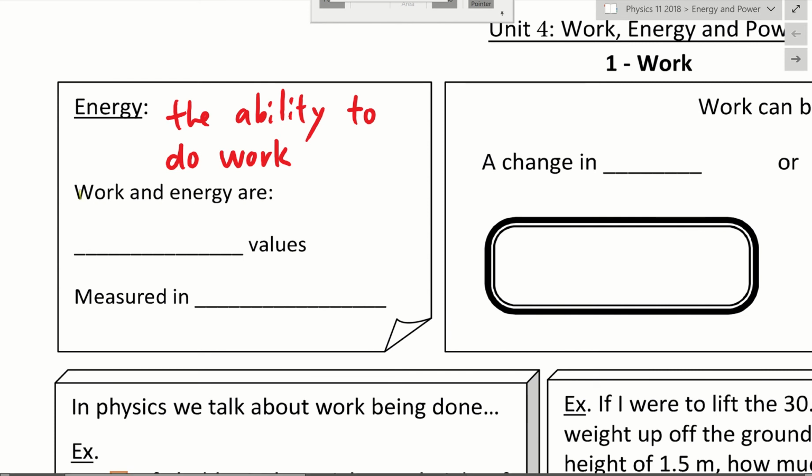Now, energy is a lot like money. Energy is a scalar quantity. That means you don't need direction, just like money. You don't have to say, I have $30 facing south. And it's measured in joules, which we already used as a unit in our previous chapter, on the circuit chapter. So energy is measured in joules.